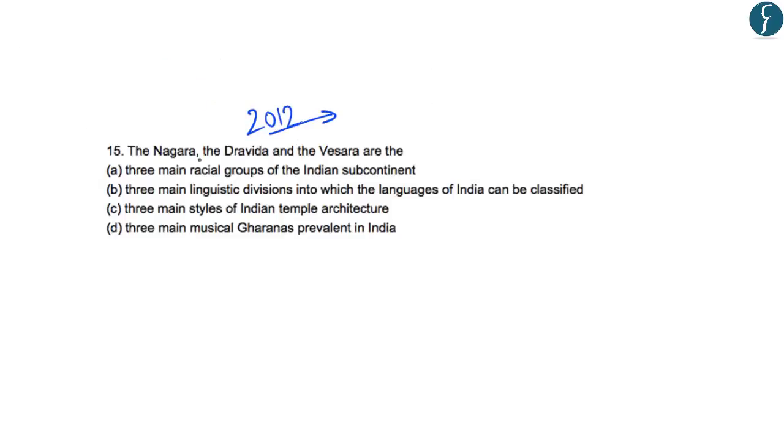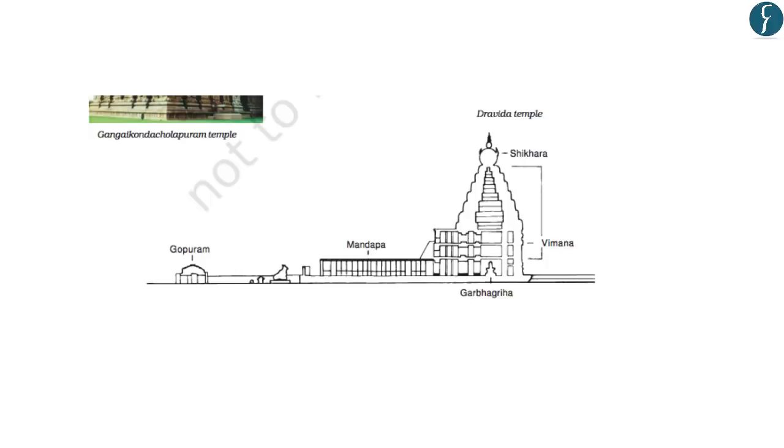The question was, the Nagara, Dravida and the Vesara are: the options were 3 main racial groups of the Indian subcontinent, 3 main linguistic divisions into which languages of India can be classified, 3 main styles of Indian temple architecture, and 3 main musical gharanas prevalent in India. So to answer this question, let's go through the Nagara and the Dravida style of temple architecture. Now as you can see, this is the Dravida temple where we have a Vimana as well as a Shikhara, and there is a Mandapa.